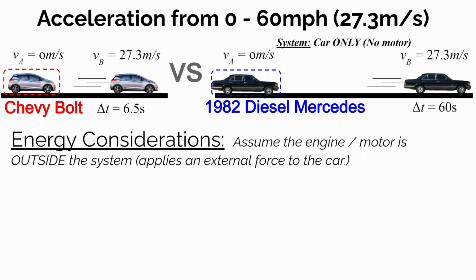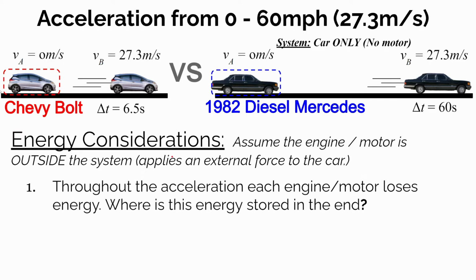So when thinking about these two cars going from 0 to 27.3 meters per second, let's think about this in terms of energy as an introduction to this thing we call power. So when we're thinking about energy, let's imagine the system in each case is just the car, not the motor or not the engine, okay? So the first question is, throughout the acceleration, each engine or motor loses energy. Where is this energy stored in the end?